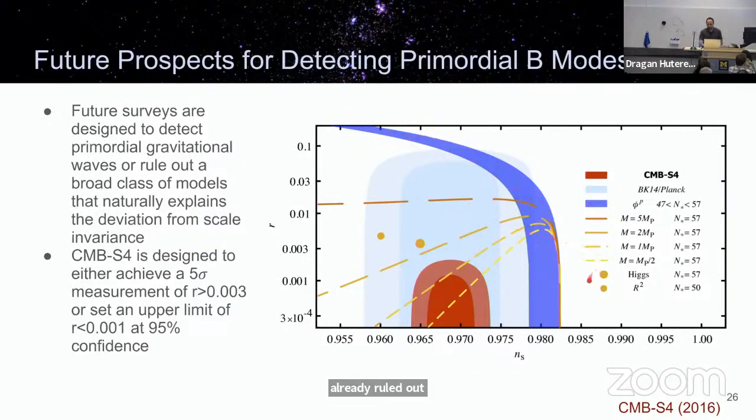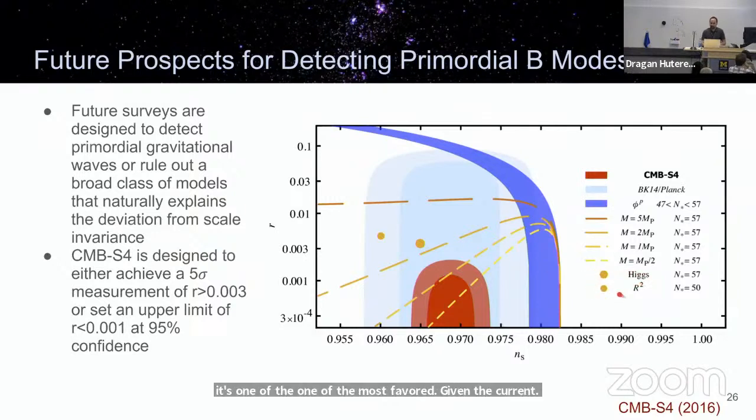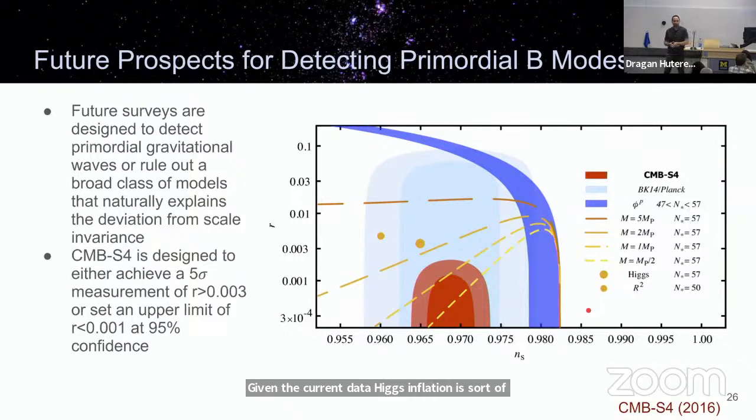There are some other models that are sort of important in the history of inflation. There's Higgs inflation and R squared inflation. R squared inflation is literally the first model of inflation that was ever written down, and it's still viable. And it's one of the most favored given the current data. Higgs inflation is sort of morally related to R squared inflation, but it posits that the inflaton, the field that drove inflation, is the same fundamental field that leads to electroweak symmetry breaking.